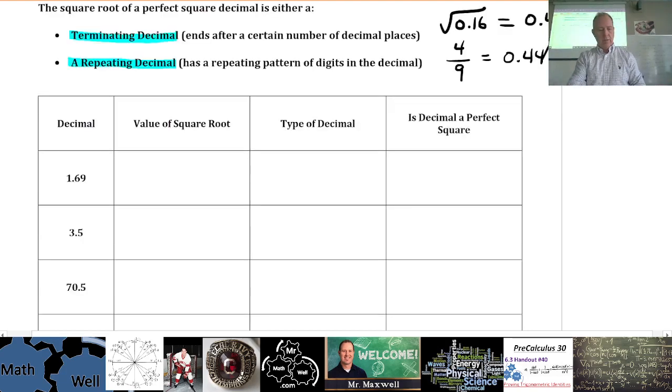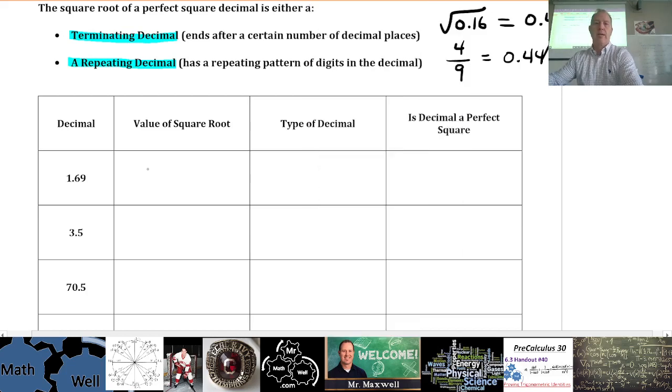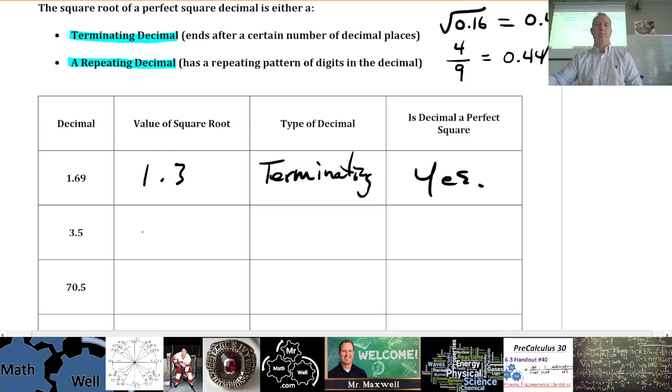Okay, so let's do some of this here. 1.69, what's the value of the square root? You can use your calculator for this, so find your square root button and make sure you know where that is on your calculator. The square root of 1.69 is 1.3. What type of decimal is it? Is it repeating or terminating? That's a terminating decimal. That's correct. So is 1.69 a perfect square? Yes, it is.